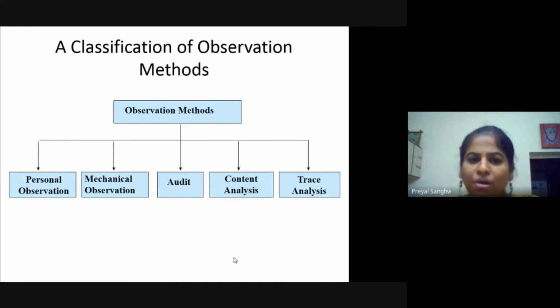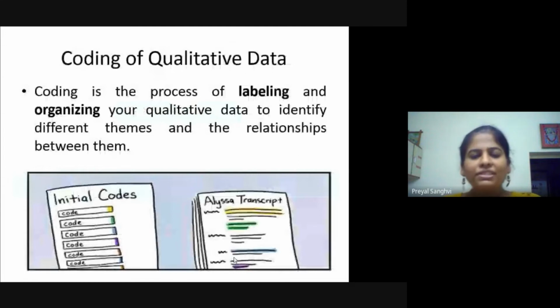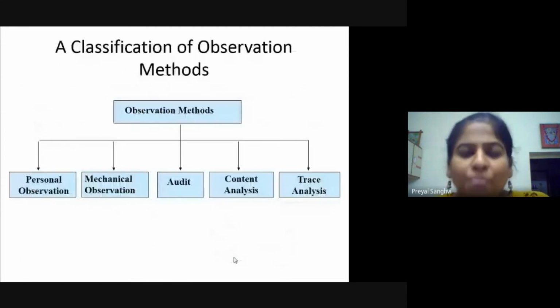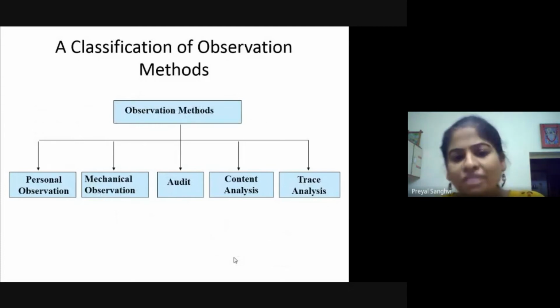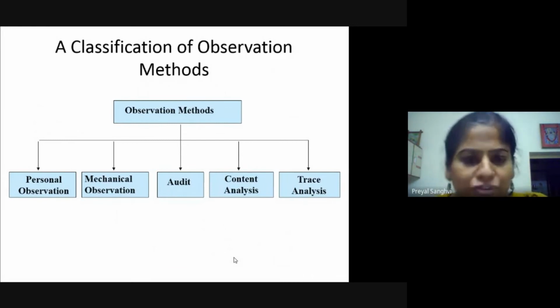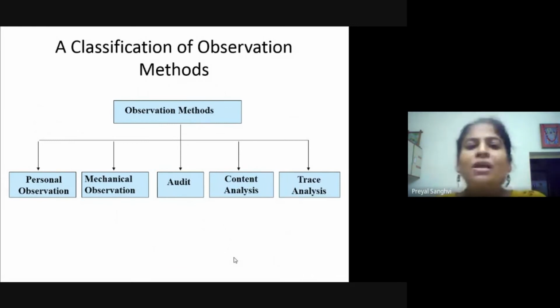So this is all about the different types of observation method. In that case, we have discussed personal, mechanical, audit, content and trace analysis. Up to this point, we have discussed the various methods that we can use for data collection for qualitative research. In detail, we have discussed focus group, depth interview and observation method. Thank you so much. In the next video we are going to discuss how to code qualitative research data.